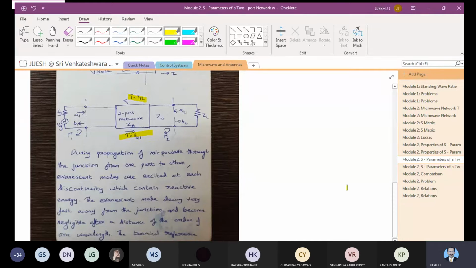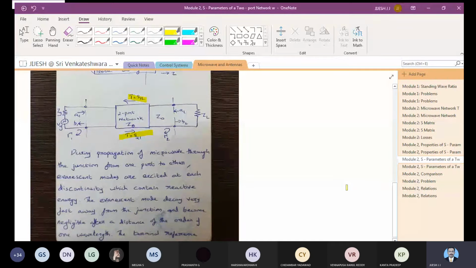So here what you have understood is that we are going to go with the mismatched load. When you have the mismatched load, you will have evanescent modes that get excited at the discontinuities, which will have a certain relative energy. The evanescent modes decay very fast after a certain distance from the junction and become negligible, somewhere in the one wavelength range. So we will have slight modifications with respect to equations.